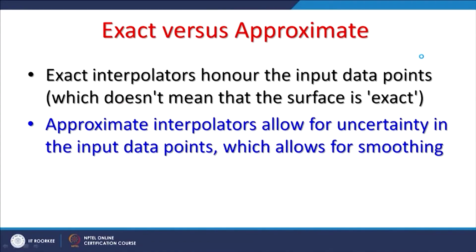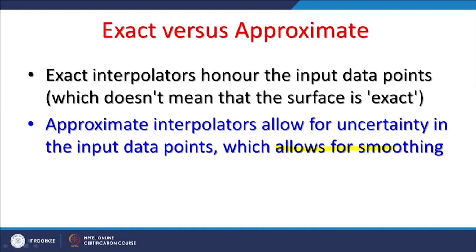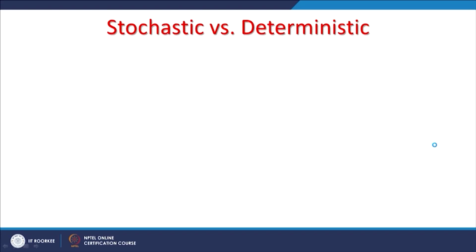So, it does not mean that the entire surface is exact, but only at that point it is exact. If we compare exact versus approximate, then approximate interpolators allow for uncertainty in the input data points. Such situations may come where uncertainty is very high, and this allows for a smoothing surface.